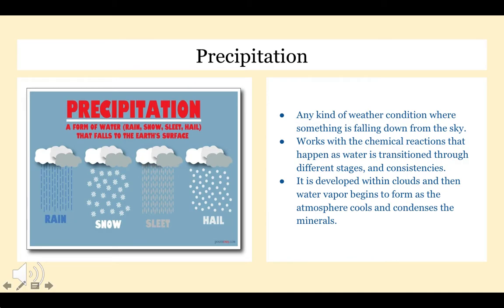So precipitation as a whole is basically a weather condition where something is falling down from the sky. What we're going to be looking at is the chemical reactions that happen with usually water, and how it transitions through different stages and consistencies, whether solid, liquid, or maybe even gas. We're going to be talking about how it develops within the clouds and how the water vapor begins to form as the atmosphere cools and condenses.